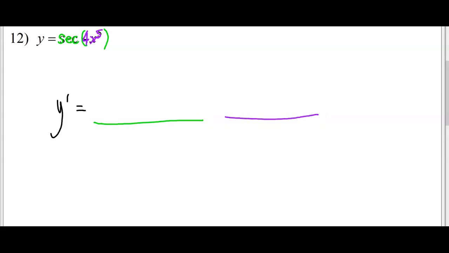Here we go. So the derivative of secant, we'll look at your reference sheet and you should be able to find it. The derivative of secant is secant tangent. And what goes in those blanks is the 4x to the 5th. All right, last one, we do the derivative of the inside, which is 20x to the 4th. And that's that. All right.